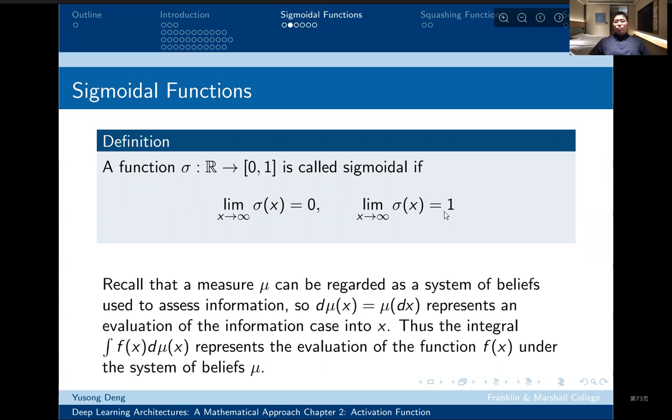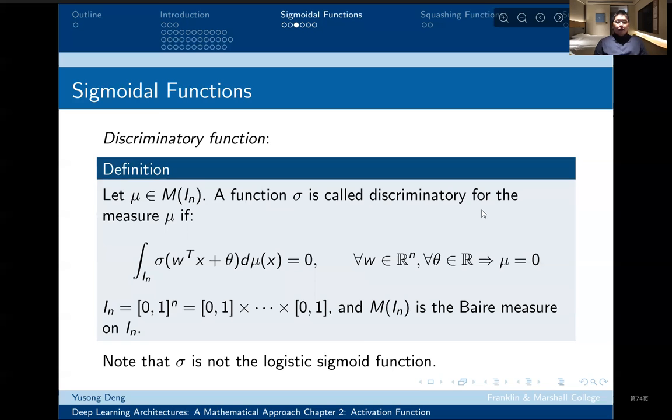And recall that a measure mu can be regarded as a system of beliefs used to access information. So that mu(x) equals mu(dx) will represent an evaluation of the information case from the information case to x, and thus the integral will represent the evaluation of the function f(x) under the system of belief mu. That is what we said in the last subsection. And next we want to introduce a terminology called a discriminatory function.